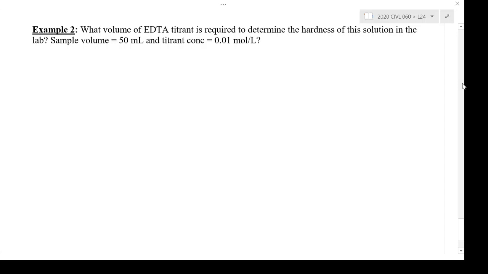In this video I'm going to give another example of using EDTA titrant data in order to evaluate water hardness. So in this example we want to know how much EDTA would be added to determine the hardness of the solution from the previous example. And the sample volume is 50 mL and the titrant concentration, so the EDTA concentration, is 0.01 molar.